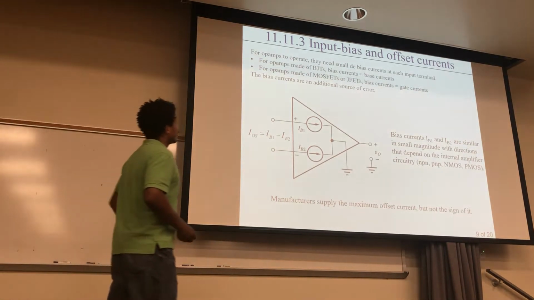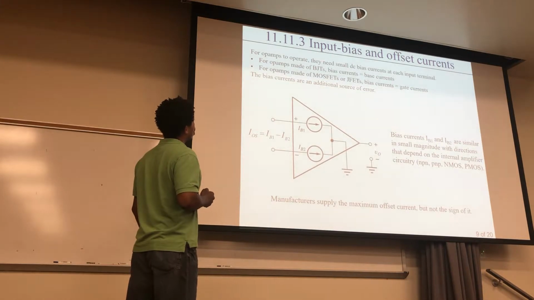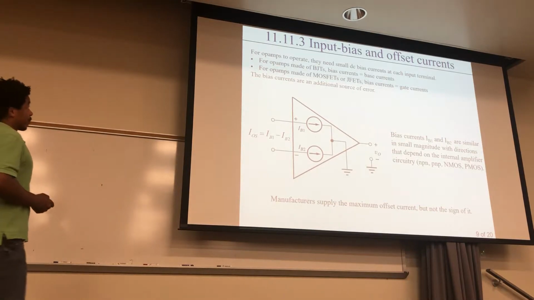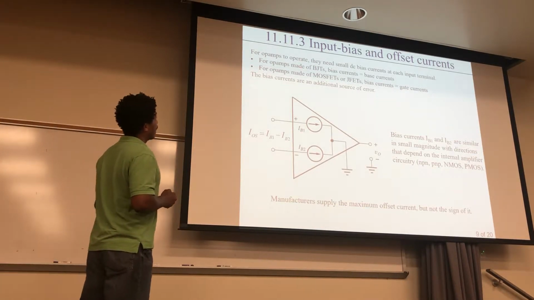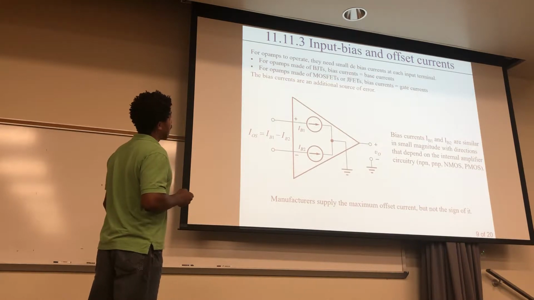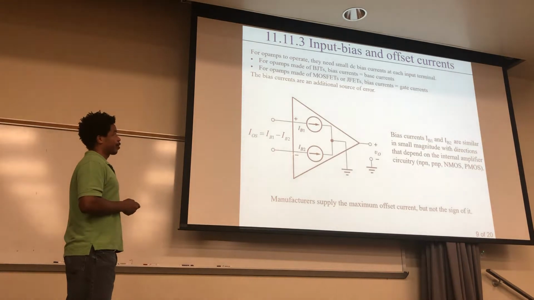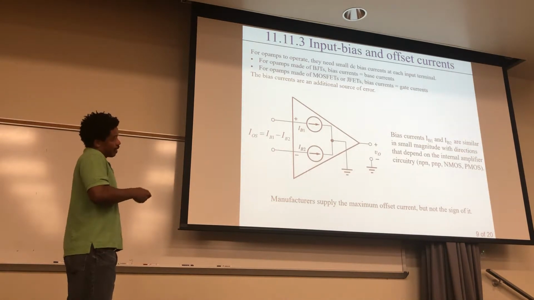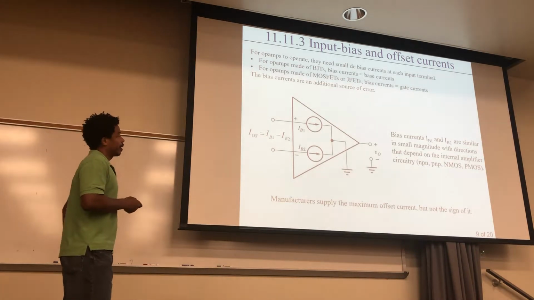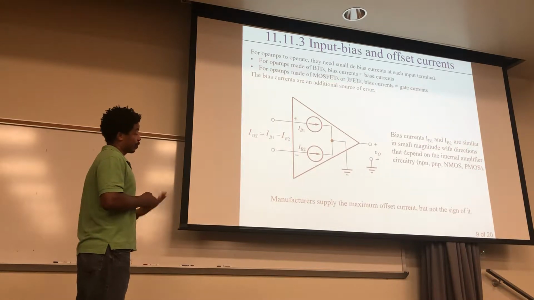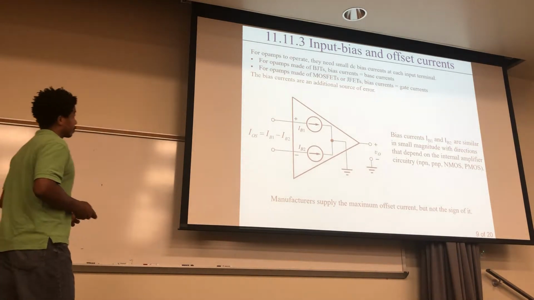Okay, so on with the new concept. Let's discuss a concept called input bias and offset current. Okay, so it says here for op amps to operate, they need small DC bias currents at each input terminal. So here's the non-inverting input terminal and the inverting input terminal. For these things to operate, because you have lots of things going on inside, you need input currents. Previously, we've been saying that they're really small and negligible, but they're needed to really operate the op amp.